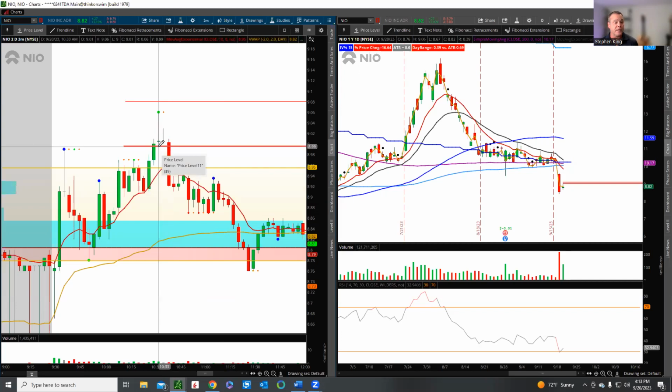Because again, I love this setup, but I don't make a habit of taking breakouts and breakdowns because the majority of them do fail. This is a great example of one that would have worked beautifully. What I do is wait for the candle to close. I would have looked for a strong close below this level.